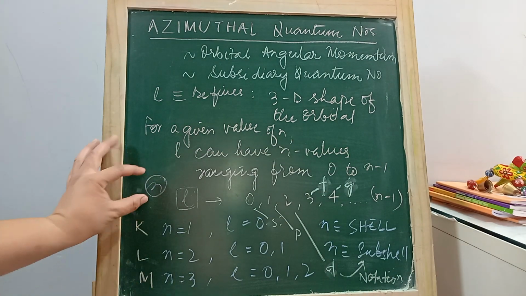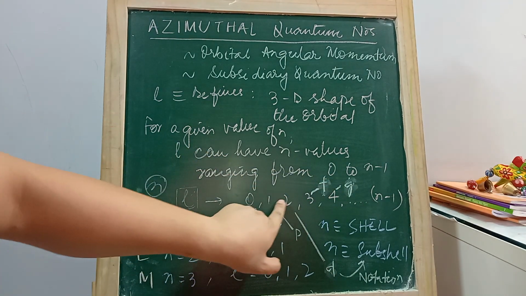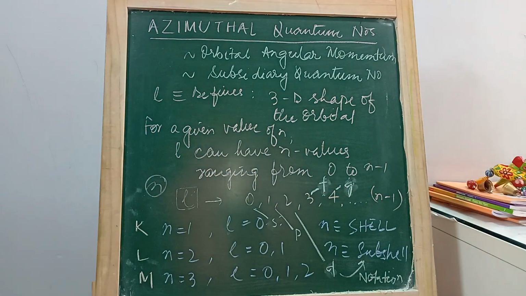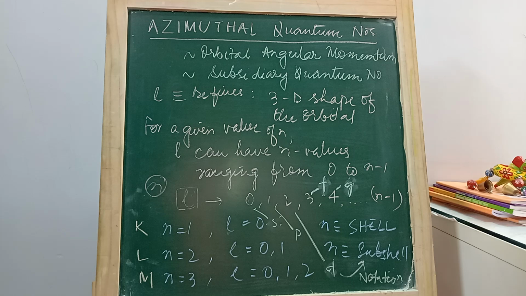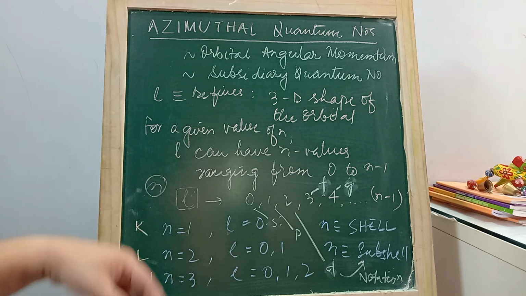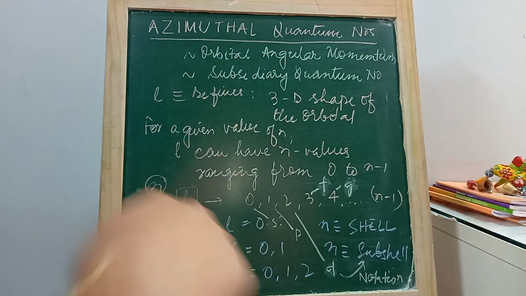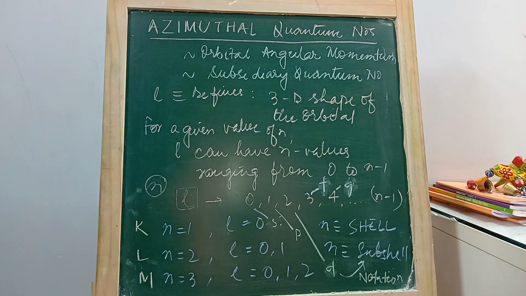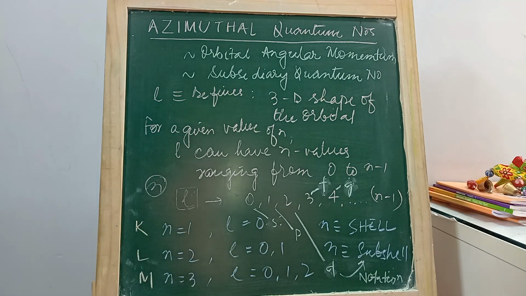Let's try to understand. For a given value of n, the value of l can be 0, it can be 1, it can be 2, it can be 3, it can be 4. It will go up to n minus 1, and there will be n number of values. Okay, let's try to understand with a few more examples. Say n is equal to 1, the first shell that we denote by the capital K. The value of l will be 0 up to n minus 1. n minus 1 is how much? 1 minus 1 is 0. So it will have only one value, l equals 0.